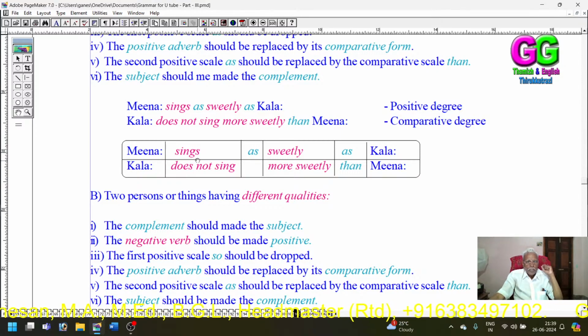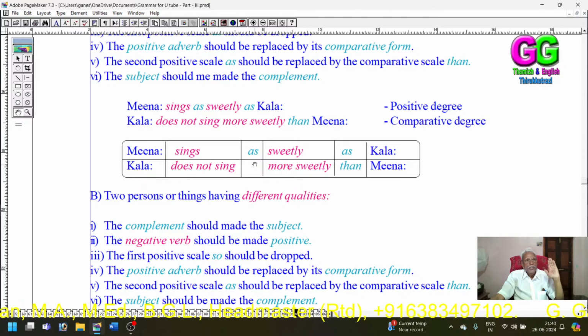Okay. So, secondly, the verb sings is to be made negative. It has two kinds of negatives: do not sing or does not sing. What negative you have to use depends upon the subject. If the subject of the comparative form is singular, we have to use does not. If it is plural, then we have to use do not. As here the subject is singular, we have used does not sing.